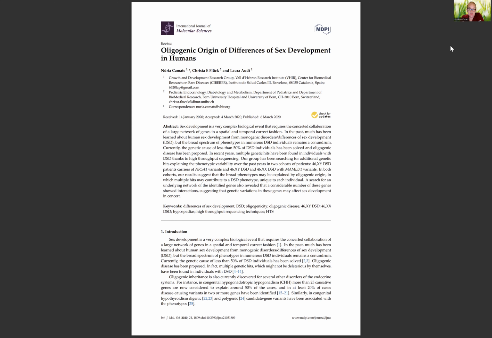So at the very top, the journal article is the Oligogenic Origin of Differences of Sex Development in Humans. It was published in the International Journal of Molecular Sciences in 2020. And the idea is that this is a review.